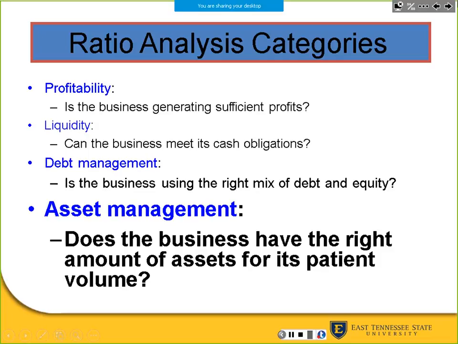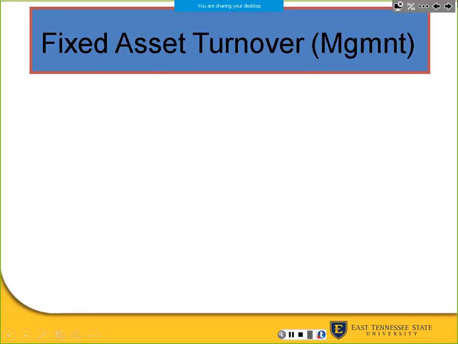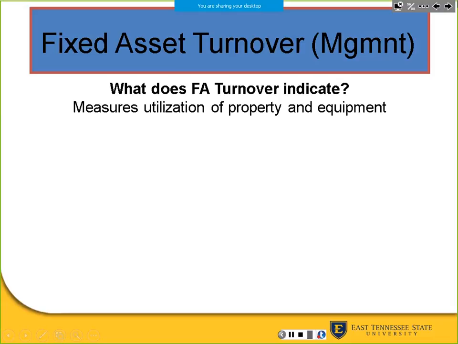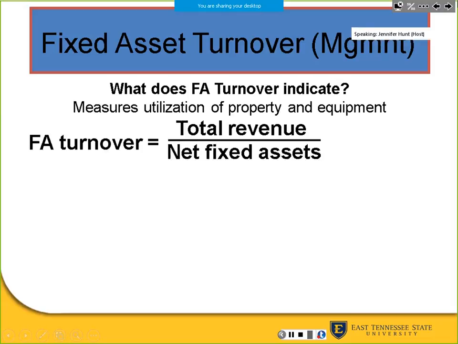Asset management. The last ratio analysis we're going to look at, in terms of asset management: does the business have the right amount of assets for its patient volume? Based on the volume that we're bringing into the facility, do we have enough assets to cover the volume that flows in and out of our facility at any point in time? So fixed asset turnover is going to look at the utilization of our property and equipment. So we're going to look at total revenue.